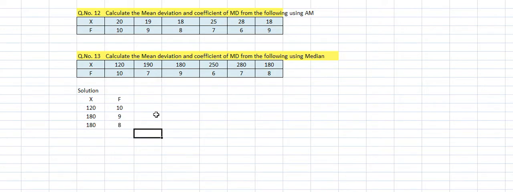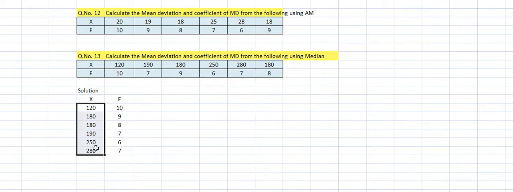frequency is 8. Next highest is 190, frequency is 7. Next 250, frequency is 6. Last 280, frequency is 7. So this was all about your variables. How many variables are there? 6: 1, 2, 3, 4, 5, 6. Count like that so as not to make any mistake.